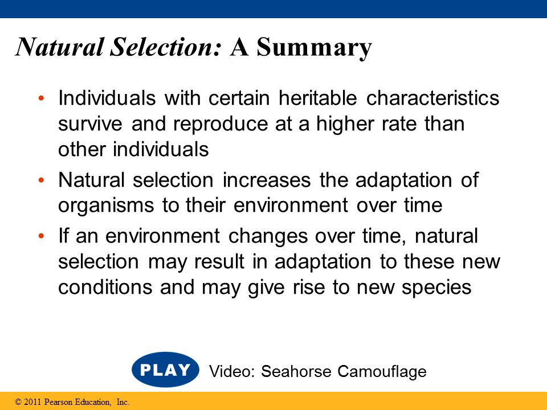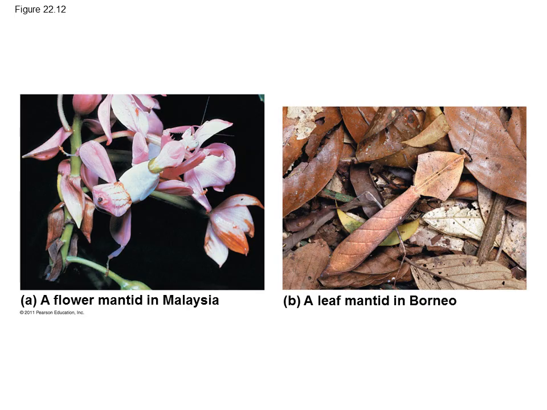Now, natural selection can produce a change over time. If an environment changes, this can result in an adaptation to this new condition. For example, these two praying mantis species are from the same family but have different adaptations because of the environment.